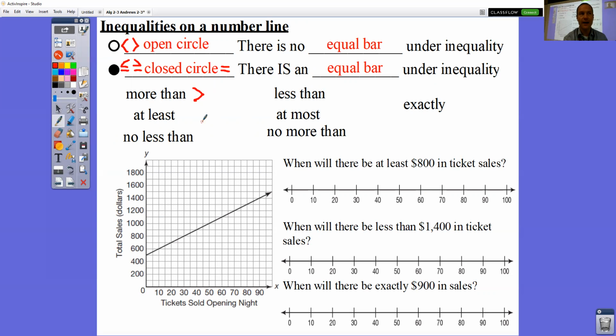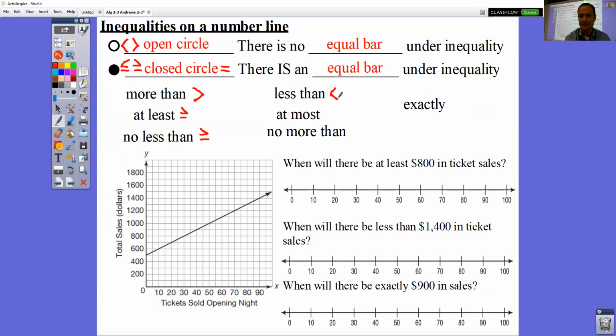At least: you have to be at least 16 years old to drive a car. You could be exactly 16, or you could be more than 16, because you can be older than 16 and drive a car, but you can't be less than 16. So at least is greater than or equal to. No less than means that it could be greater than, but it could also be equal to.